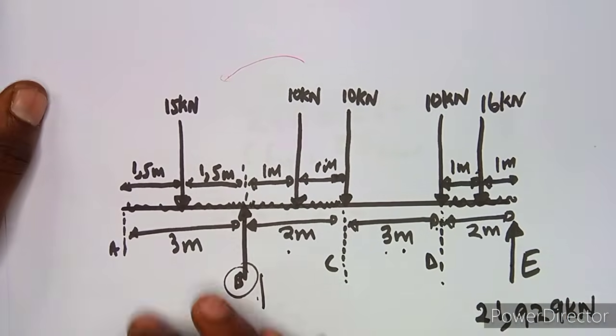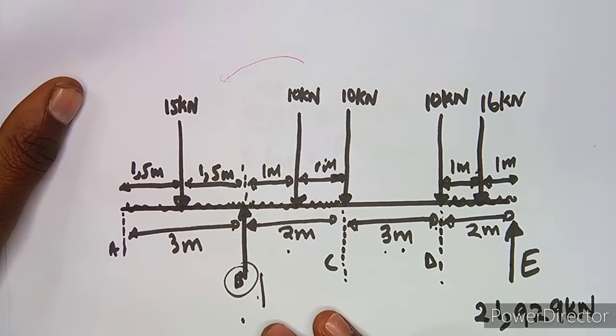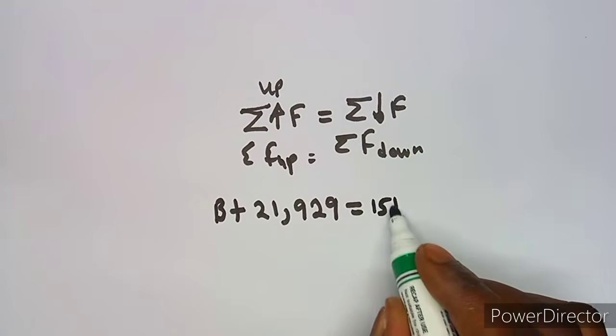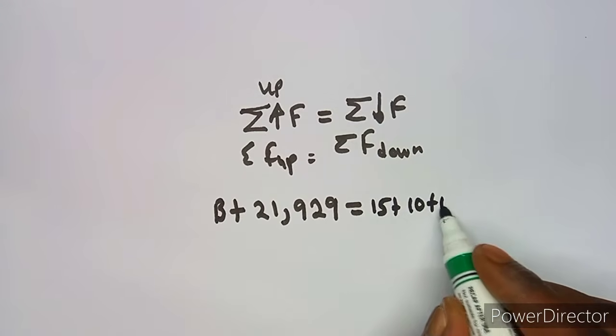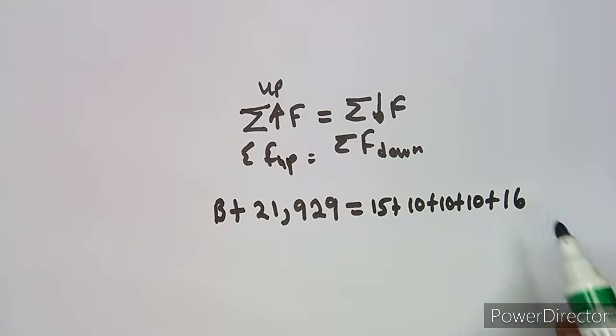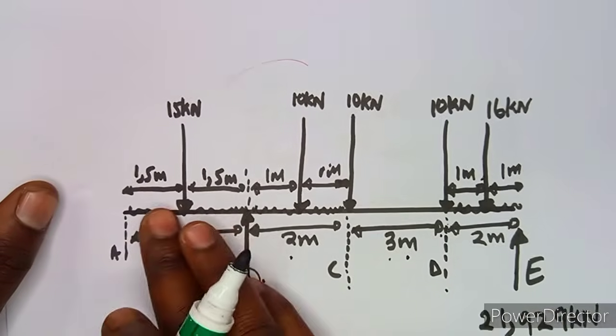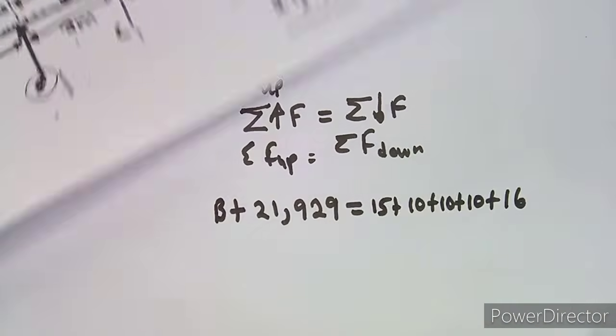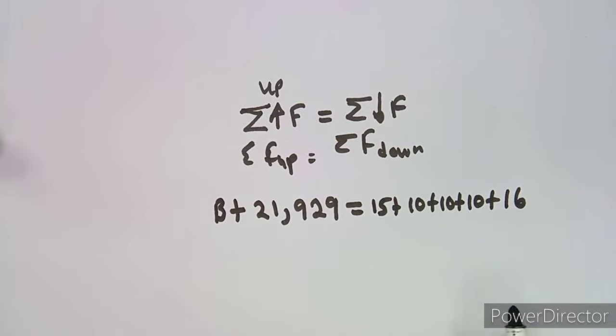So we're going to add all these forces which are going downwards. It's 15 plus these 10 and 16 again. So it's 15 plus 10 plus another 10 plus another, remember there are 3, plus the last force which is 16. So you add everything here. What am I going to obtain if I combine these? Let's see what we are going to have here.